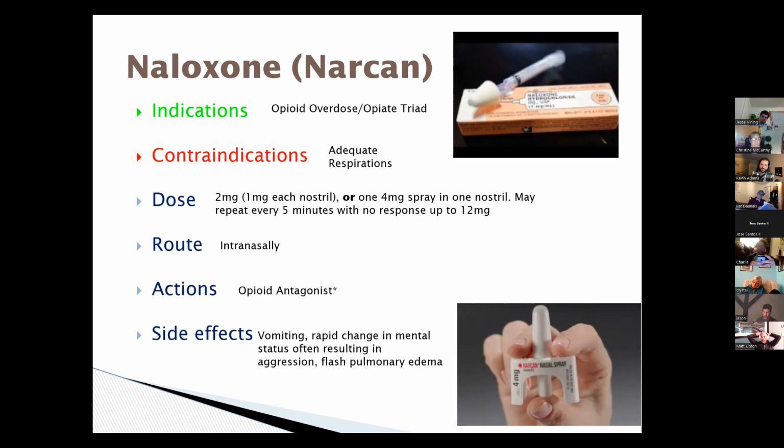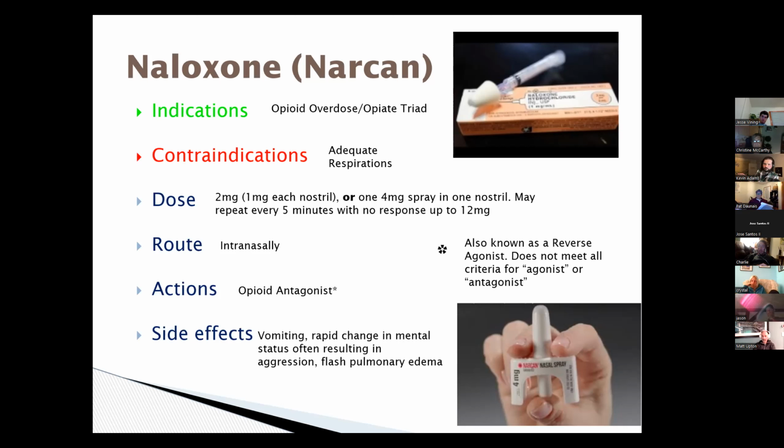Now, I did put an asterisk next to the opiate antagonist because technically this is still debated. You will pass a test if somebody asks you what to classify Narcan as and you say opioid antagonist, but just for your own awareness, it's still being debated in the medical community. It's also known as an opioid reverse agonist because it doesn't meet all the criteria for both. It is that interesting of a drug. But that's just for your awareness. If you study that it's an opiate antagonist, that is good.